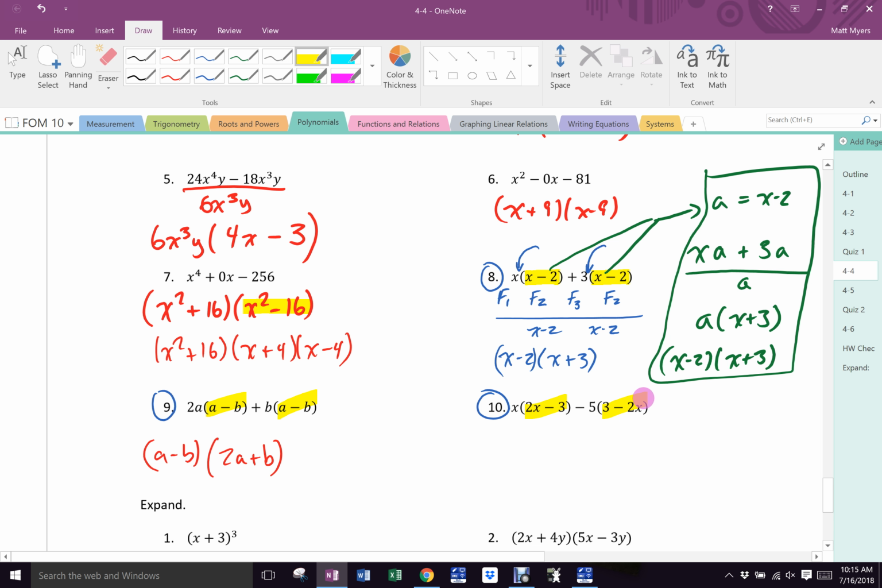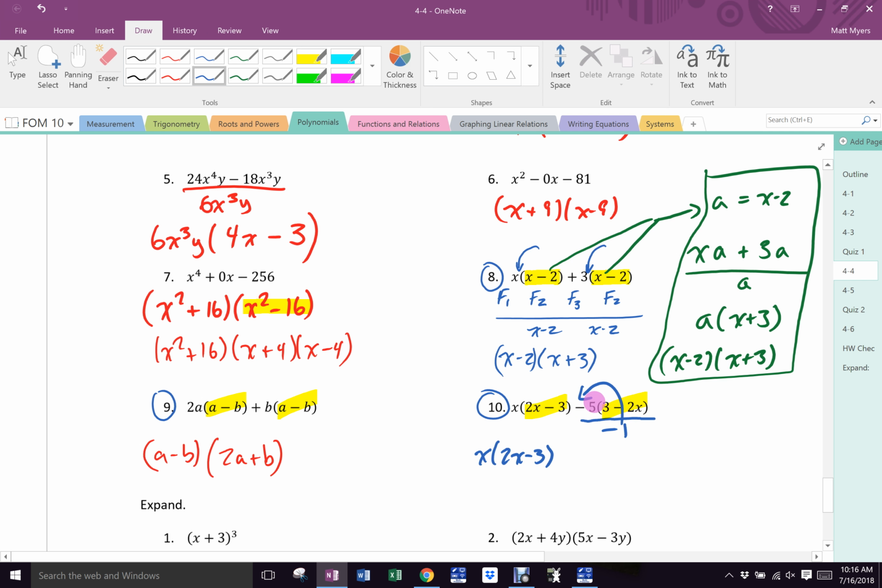Those two look very similar, don't they? But are they? No, because it's positive 2x and negative 2x. And negative 3 and positive 3. But what happens if I divide this by negative 1? Then I've got x, 2x minus 3. If I divide this by negative 1, then I got to bring a negative 1 out front, don't I? That negative 1 is now part of this coefficient.